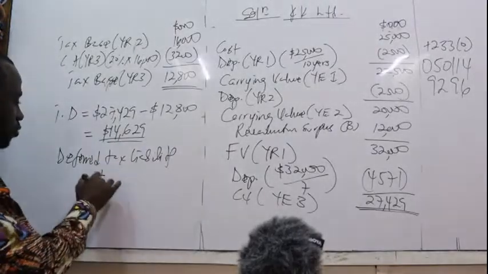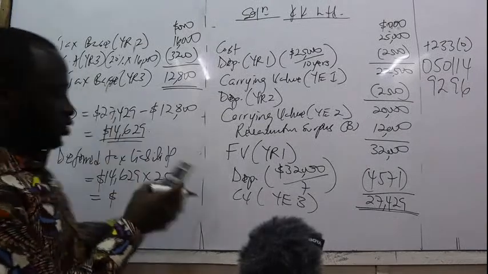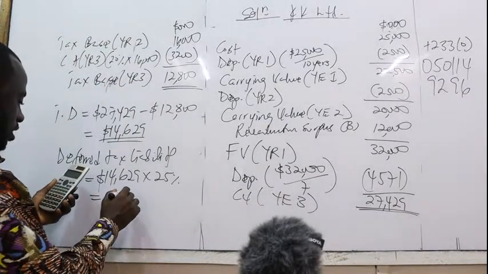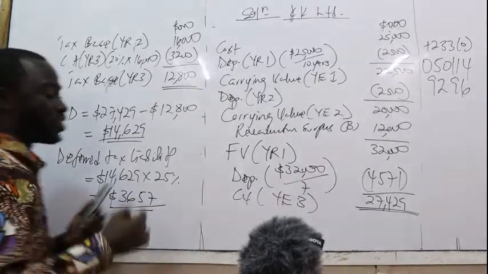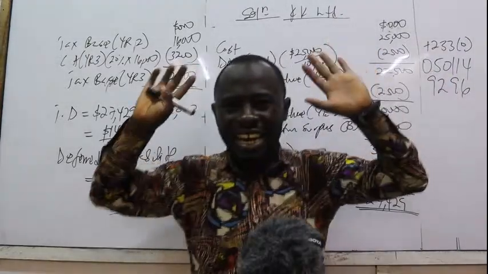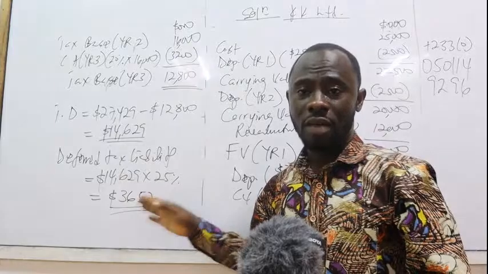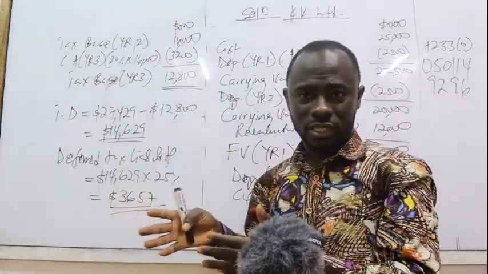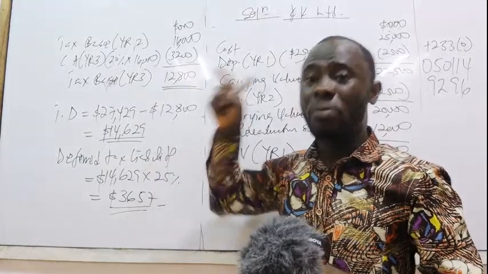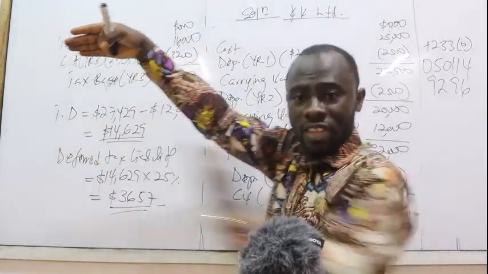So the deferred tax liability will be equal to 14,629 times the tax rate, which is 25%. So let's take 25% of that, and that's going to be 3,657, approximately. So that is the deferred tax liability. Now, listen carefully. This whole deferred tax liability will not be taken to the income statement. Instead, it should be split between the P&L and the other comprehensive income.